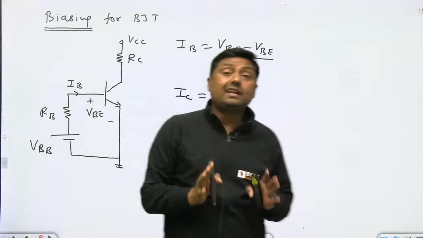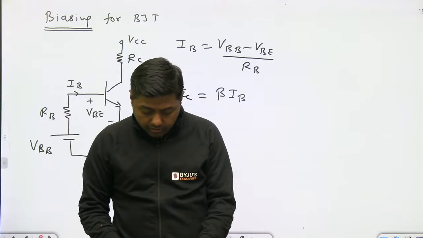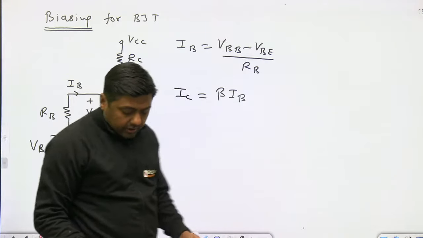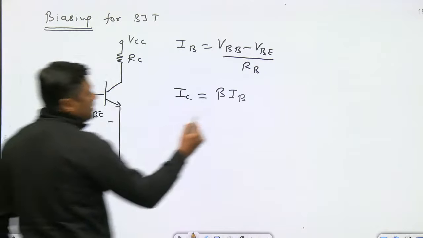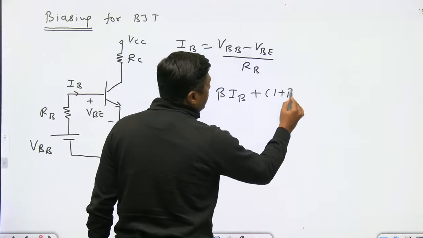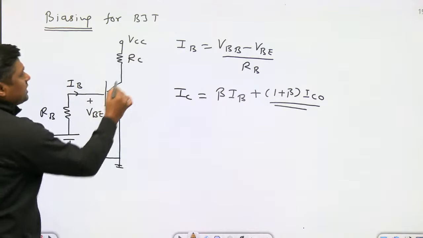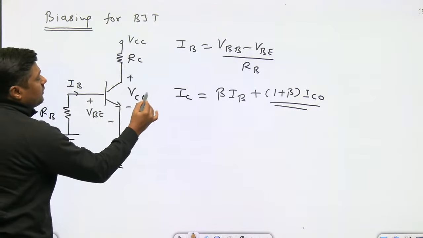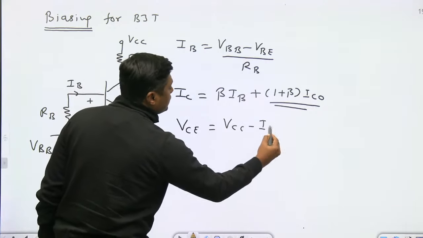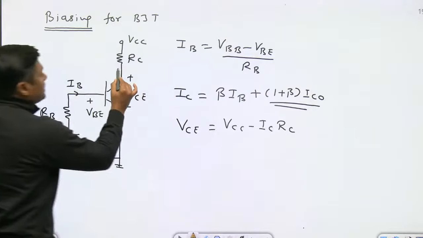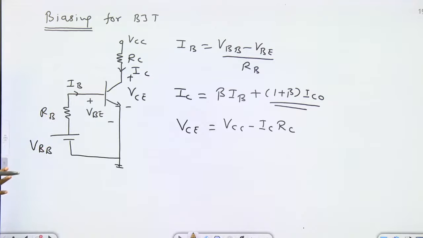Normally, we are neglecting the reverse saturation current. Normally that formula is 1 plus beta times ICO, but we are neglecting the reverse saturation current. Get the value of IC and finally get the value of VCE. What is the value of VCE? VCE is VCC minus IC into RC. Always remember that the current here is IC, and here the current is IB. That is one type of fixed bias circuit.